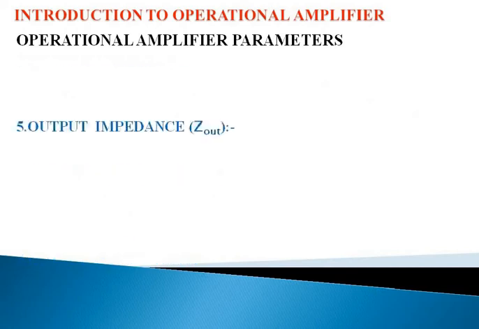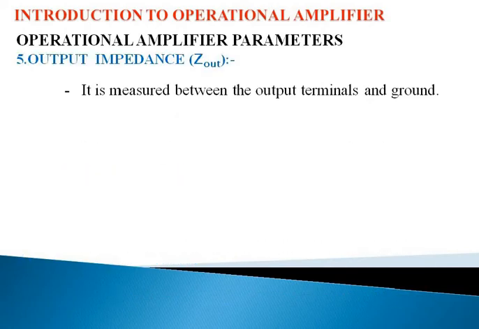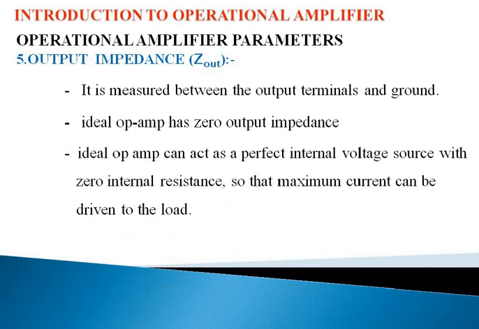The next is the output impedance. It is measured between the output terminal and ground. For an ideal op-amp, the output impedance is 0. An ideal op-amp can act as a perfect internal voltage source with 0 internal resistance so that maximum current can be driven to the load. But for practical case, that is for 741, its value is about 75 ohm.